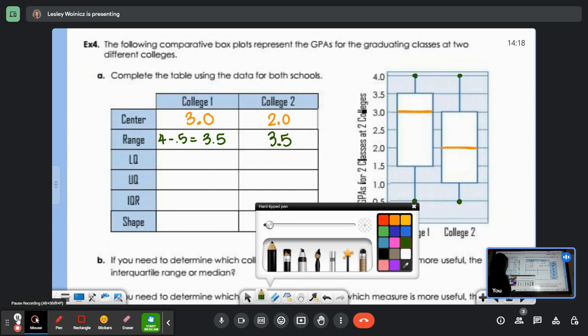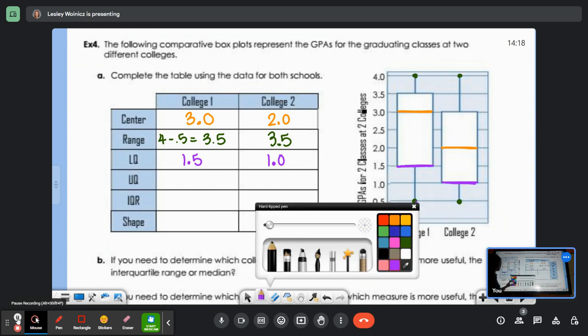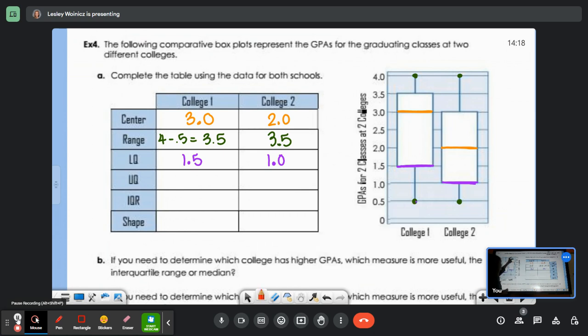Lower quartile for College 1, 1.5. What about for College 2? 1.0. I think it might be D's. Upper quartile, 3.5, and for College 2, 3.0.